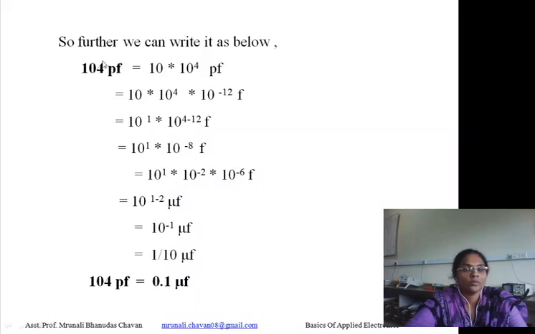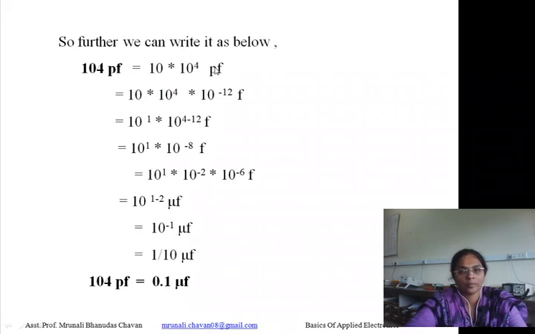For 104 we have to write first 2 digits as it is. That's why we will write here 10 as it is, and this 4 as a tens power. So 10 into 10 raised to 4, and this value is given in the picofarad.